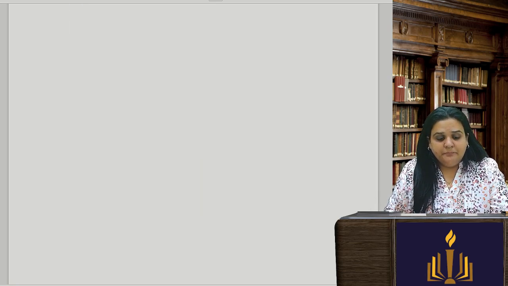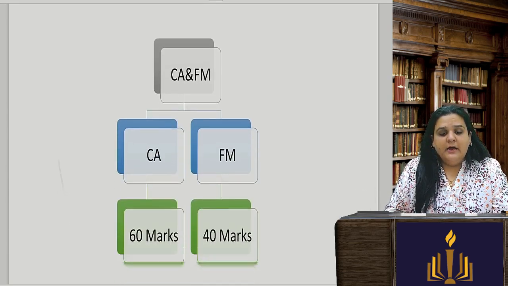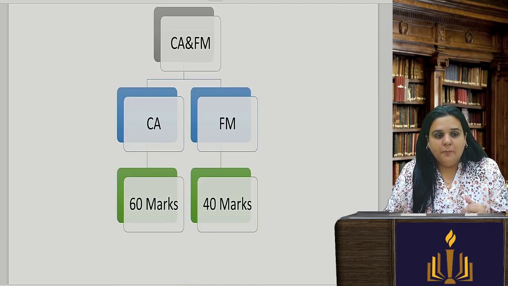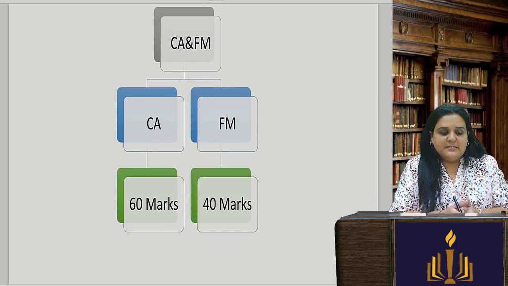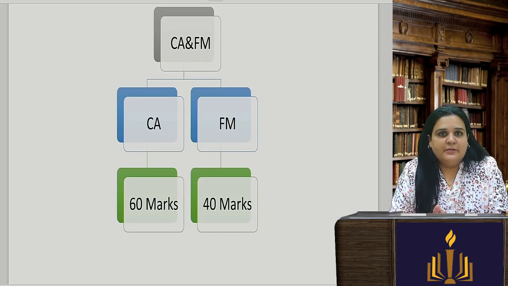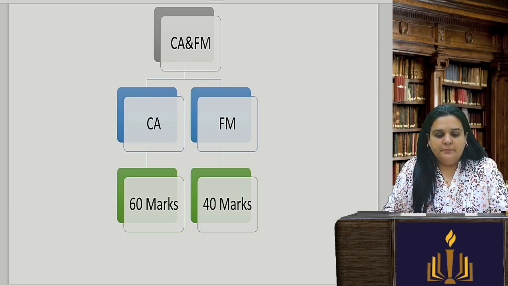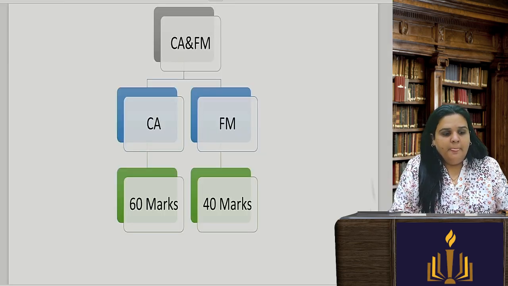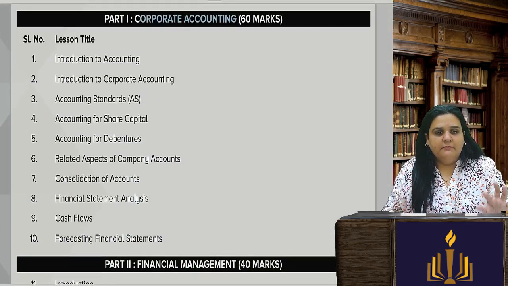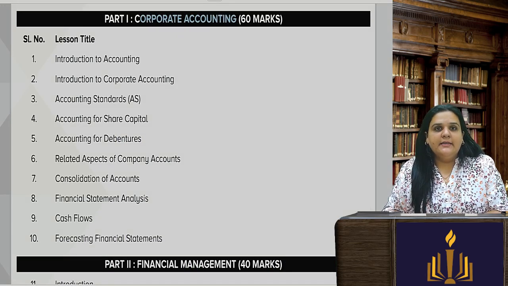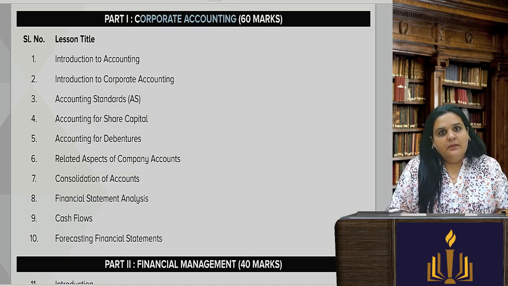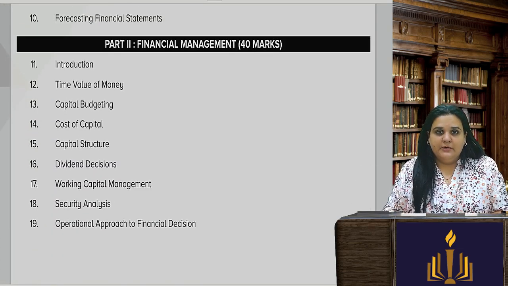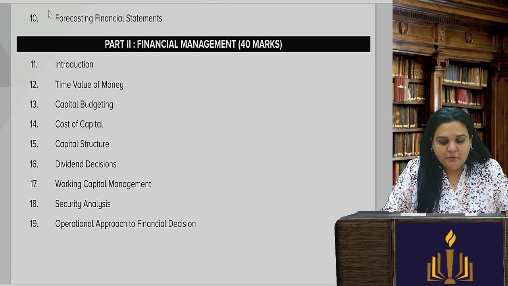Now we all know that our subject of corporate accounting and financial management is in two parts. Our marks are 60 for corporate accounting and 40 for financial management. The question paper follows the index we know: 10 chapters for corporate accounting carrying 60 marks, and 9 chapters for financial management. Now let's go ahead and review the paper.